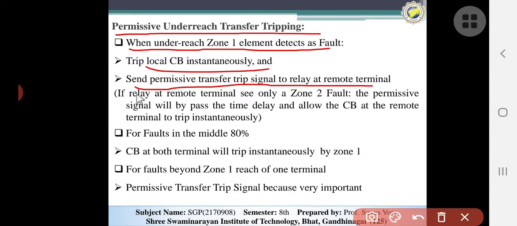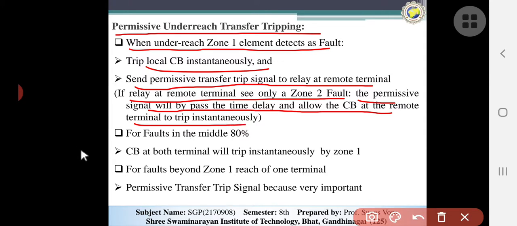यानी कि यहाँ पे क्या होगा कि if the relay at the remote terminal sees only the zone 2 fault, अगर zone 2 fault होगा तभी ये रिमोट टर्मिनल ओपन होगा, यानी कि परमिसिव सिग्नल will bypass the time delay and allow the circuit breaker at the remote end to trip instantaneously. यानी कि जोन 2 में फॉल्ट होगा तभी ये परमिसिव से ओपन होगा.